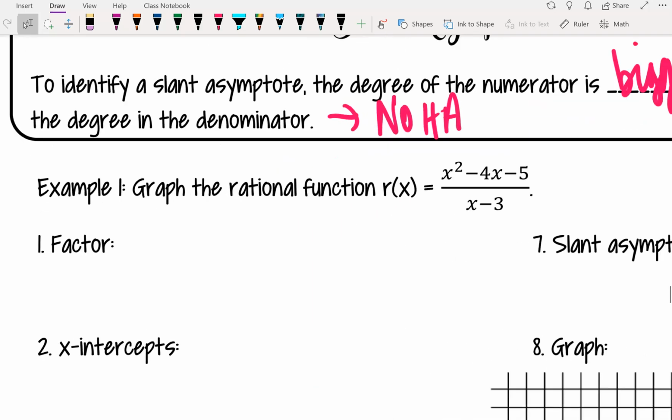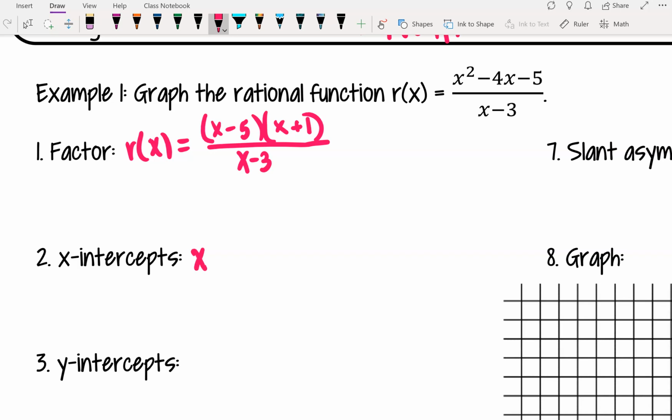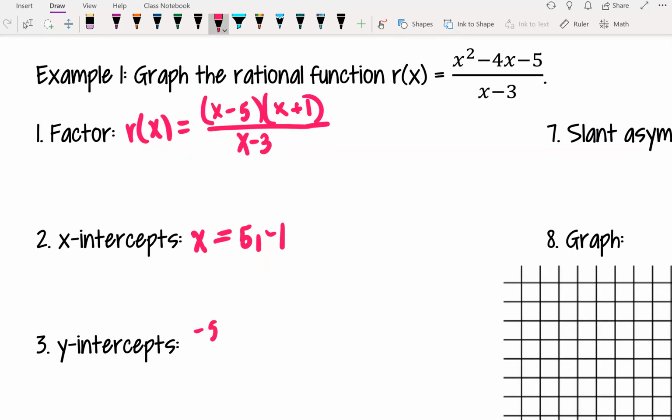So first part for this function, we're going to go ahead and factor. So r of x, you have x minus 3 in the bottom. Okay, so your binomials on the top, so x and x, 5 and 1, so minus 5 plus 1 will give you that -4. So for our x-intercepts, x is going to equal 5 and -1. Y-intercept, make everything 0. So you have -5 times a +1 up top over a -3. So now you should have 0, 5/3 as your y-intercept.